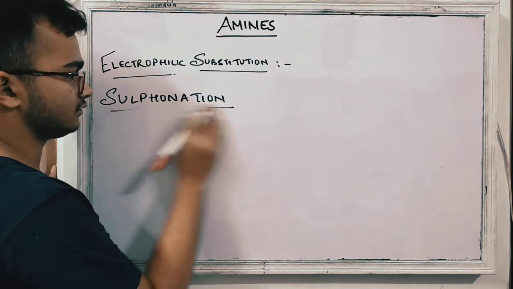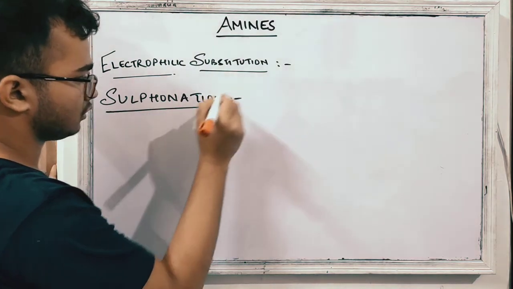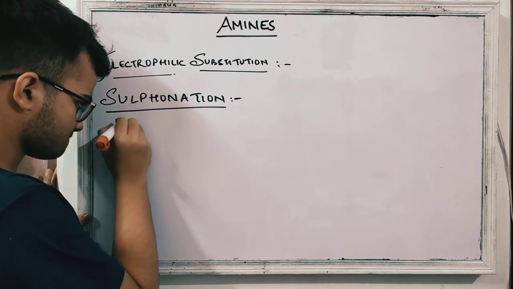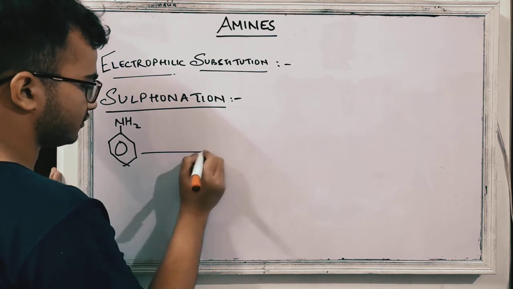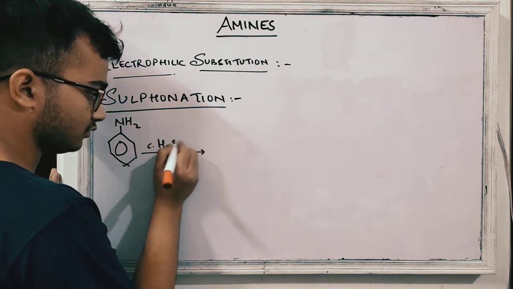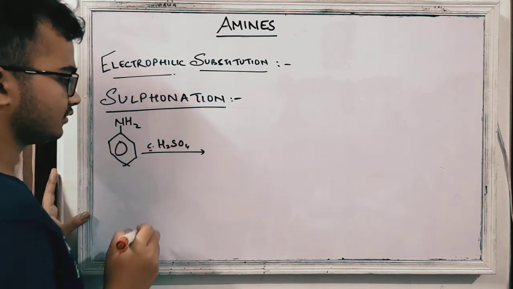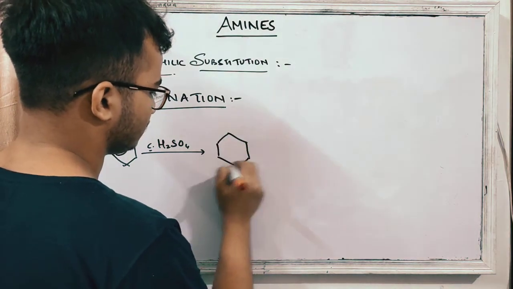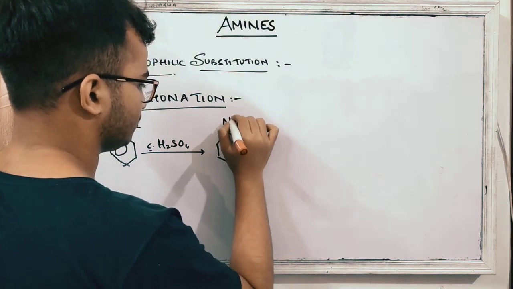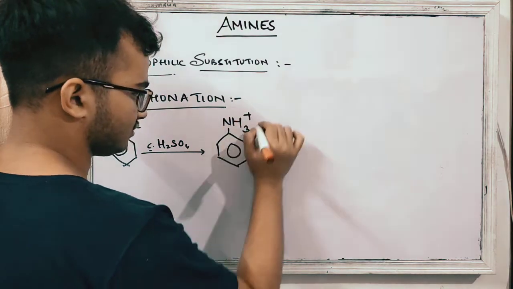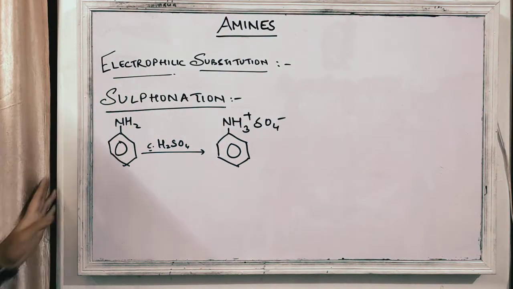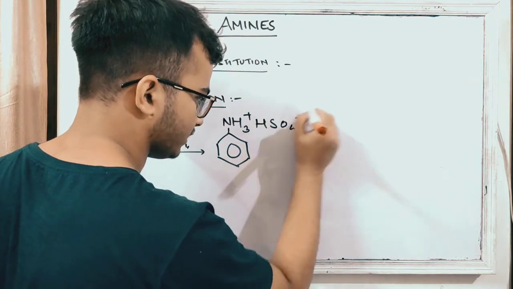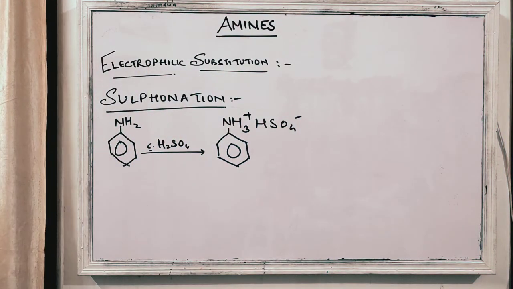What happens in sulfonation? Let's see. Now this is the aniline. When you treat it with concentrated H2SO4, remember it, concentrated H2SO4, a complex type thing will form, which is also called the sulfanilic benzene. This is NH3 plus, I'm sorry, this will be HSO4 minus. Clear?